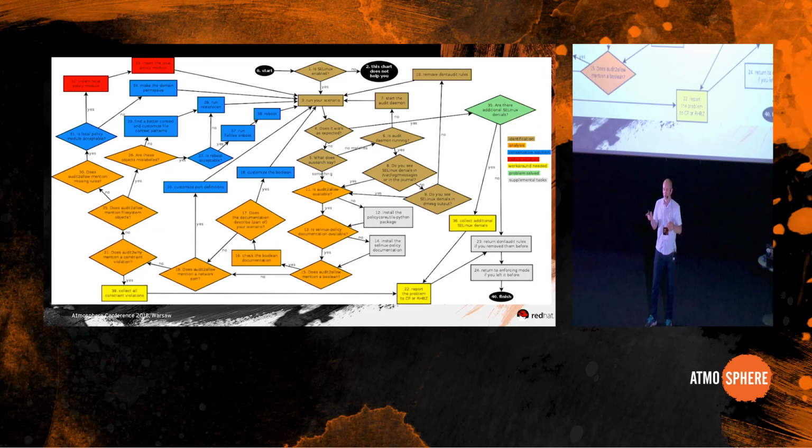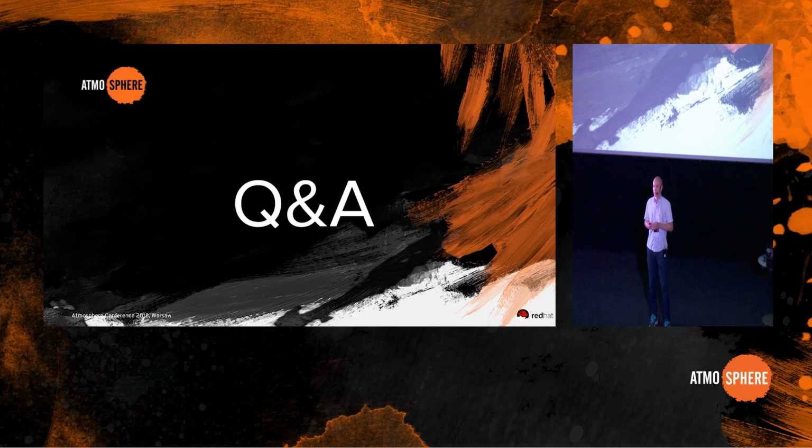this chart is available on github.com. It is called SELinux troubleshooting chart. I'm sure you will find it. And please open an issue if you find a situation where the chart did not help you. And now is time for questions.